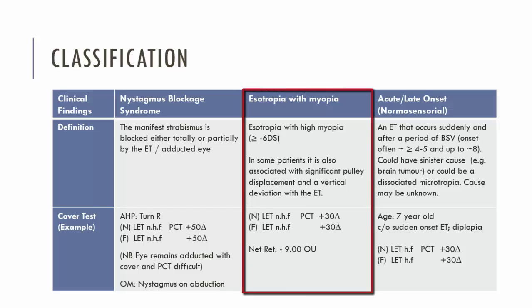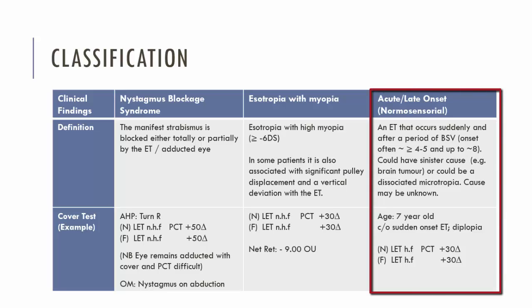Esotropia with myopia, or associated with myopia: you only classify a patient with this condition if they have a high amount of myopia. So for a patient with, for example, -1 myopia, you don't indicate that this is an esotropia with myopia. We're looking at amounts of at least 6 diopters, and some of these patients will have very high myopia, such as 15 diopters. What you'll also see with these patients is they often have a vertical deviation, and this is generally considered to be caused by pulley displacement.